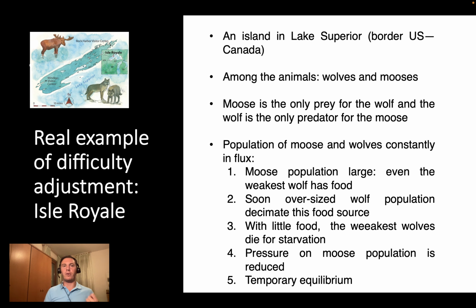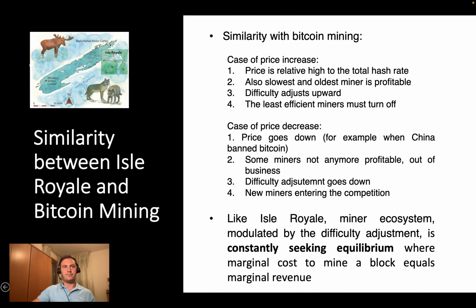In fact, this temporary equilibrium is the same as what Austrian economics highlights about price related to supply and demand, and it's the same related to the difficulty adjustment. Here, the populations of moose and wolves are always in flux, and according to Austrian economics, the price is always in flux because of the movement of supply and demand, which always look for an equilibrium, find only a temporary equilibrium, and then it's not equilibrium anymore, and then again supply and demand are trying to find a new equilibrium. Okay, let's go to the next slide then.